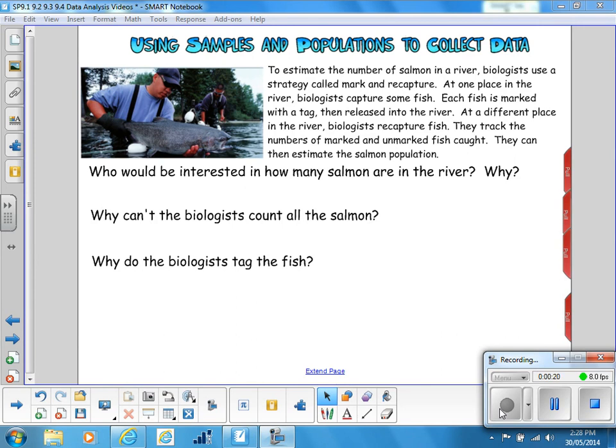At a different place in the river, biologists recapture fish. They track the numbers of marked and unmarked fish caught. They can then estimate the salmon population. Who would be interested in how many salmon are in the river and why?